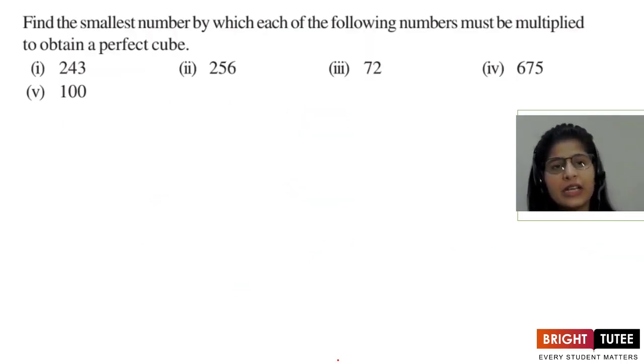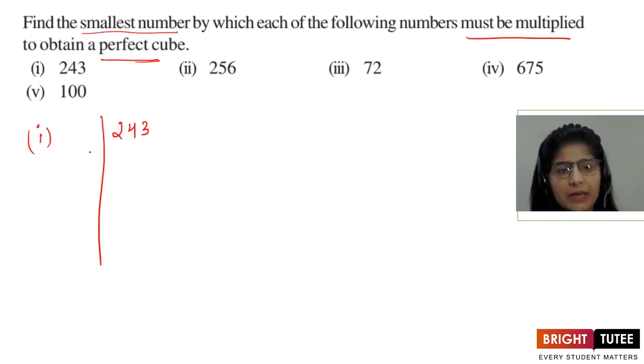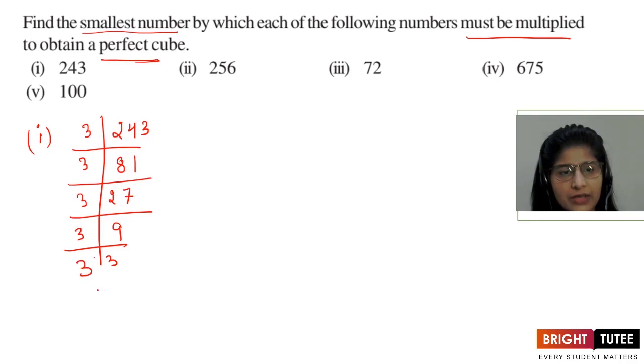Here is another question. They're asking, find the smallest number by which each of the following numbers must be multiplied to obtain a perfect cube. So we have to search the smallest number that should be multiplied so that it becomes a perfect cube. Let's do the first part. We have already done this kind of question. 243, start doing the prime factorization. With 2 it will not be divisible, with 3 we will start. 3 8s are 24, 3 1s are 3, 3 2s are 6, 3 7s are 21, 3 9s are 27, 3 3s are 9, and 3 1s are 3.